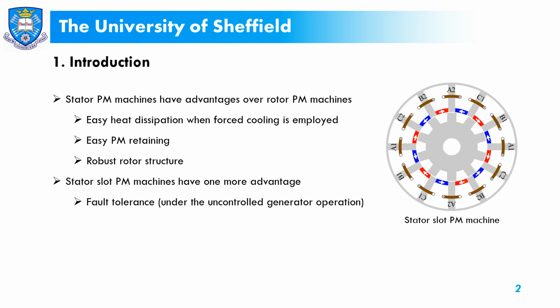Stator PM machines have some advantages over rotor PM machines: easy heat dissipation when forced cooling is employed, and easy PM retaining and robust rotor structure. Stator slot PM machines have one more advantage, which is fault tolerance under the uncontrolled generator operation.